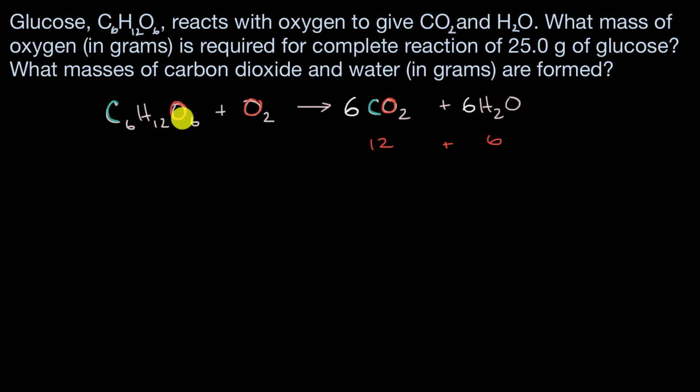So let's see. This 6, you can imagine, matches up with this 6. So if I could somehow make this into 12 oxygens, I'll be good. So the best way to make this into 12 oxygens is to multiply this by 6. So let me do that. If I put a 6 right over here, I think I'm all balanced. I have 6 carbons on both sides, 12 hydrogens on both sides, and it looks like I have 18 oxygens on both sides. So I have a fully balanced equation here.